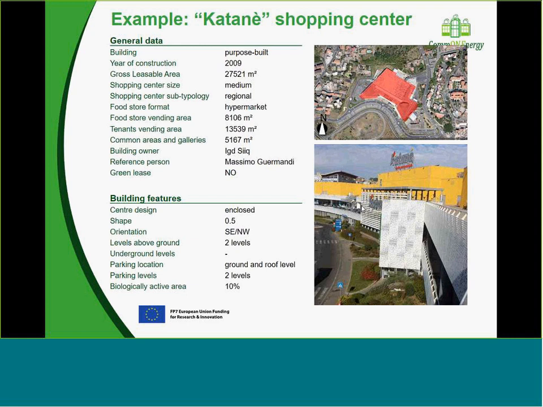So I'm going to show you an example that is the Katanet shopping center, which is a medium-sized shopping center located in Sicily. So we are talking about a region strongly cooling dominated. So talking about the building, strongly cooling dominated. In this slide, I try to summarize something about this shopping center.